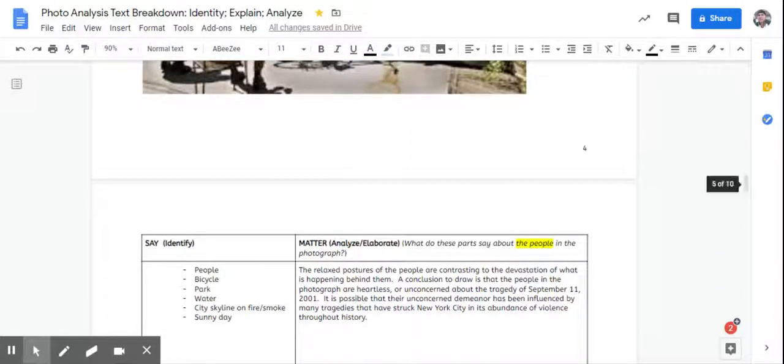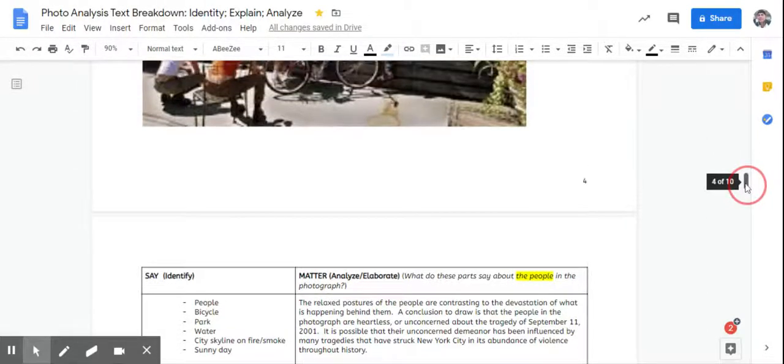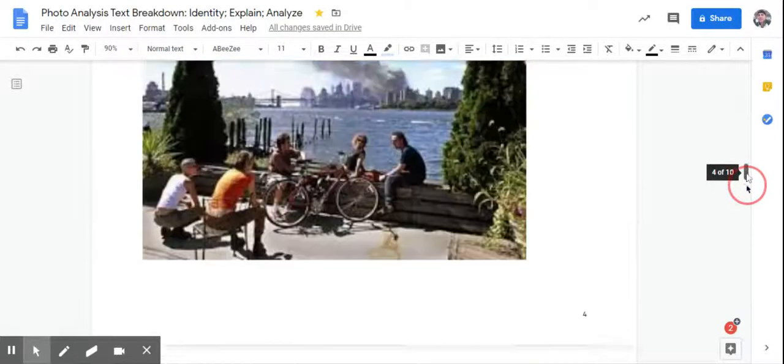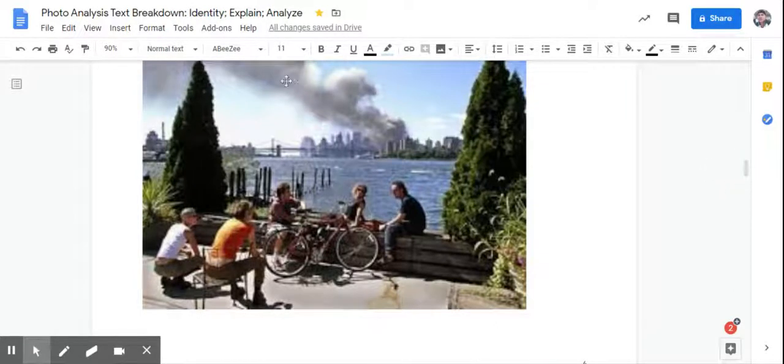So what have I identified? I've identified that there are people, a bicycle, a park, water, and a city skyline on fire, smoke, and it's a sunny day, right? So you've got the smoke, the skyline, and a bike. It appears that they're in some kind of park along the river. That could be the Hudson River, and you have the people, and it's a pretty bright sunny day.